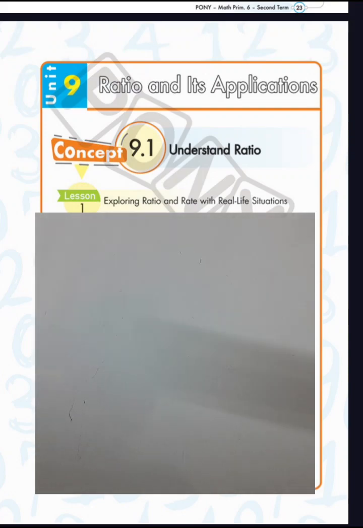How are you? Today we'll explain Unit 9 from the Pony Book. Unit 9 talks about ratio and its applications.